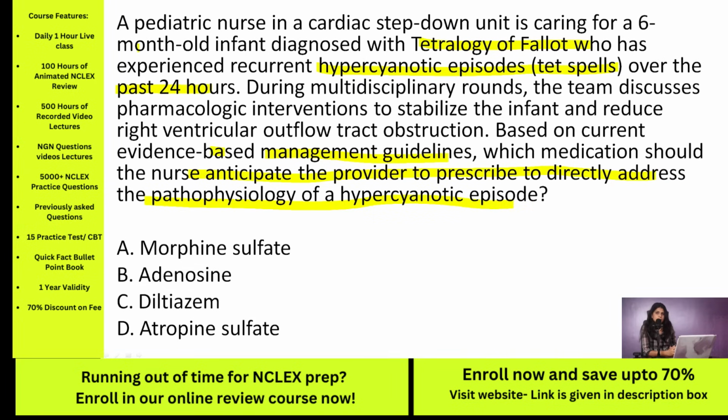Let's carefully go through the answer options together. Option A, morphine sulfate. Option B, adenosine. Option C, diltiazem. Option D, atropine sulfate. Now let's analyze which medication is the most appropriate and evidence-supported choice in this critical pediatric cardiac emergency. The correct answer is option A, morphine sulfate.